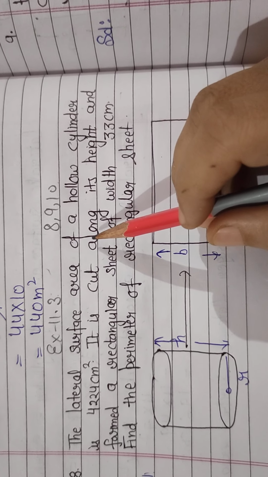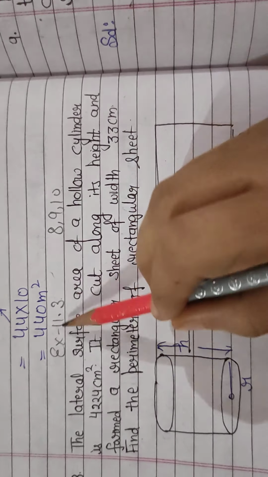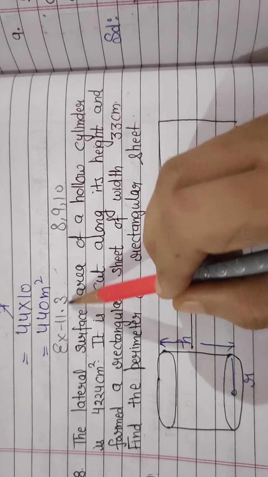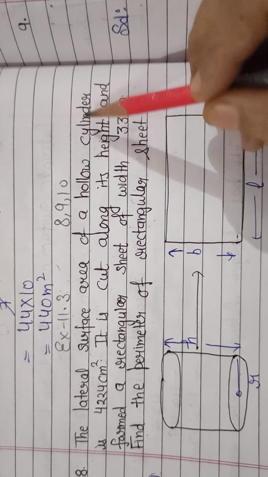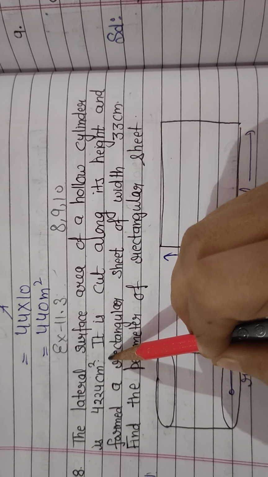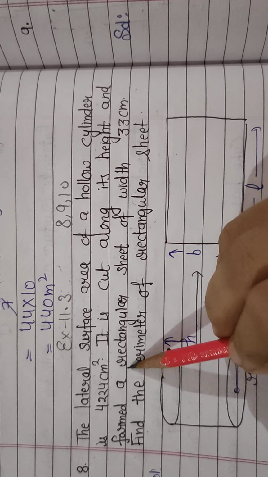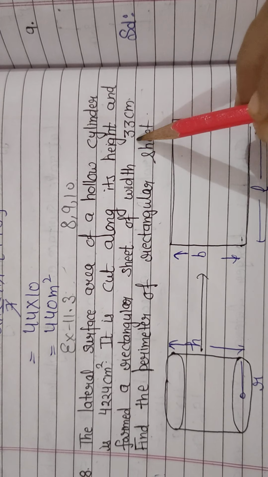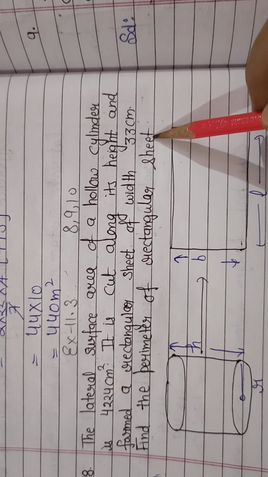Good morning, class 8. Today we will do question number 8, 9 and 10 of exercise 11.3. Question number 8. The lateral surface area of a hollow cylinder is 4224 cm square. It is cut along its height and formed a rectangular sheet of the width 33 cm. Find the perimeter of the rectangular sheet.